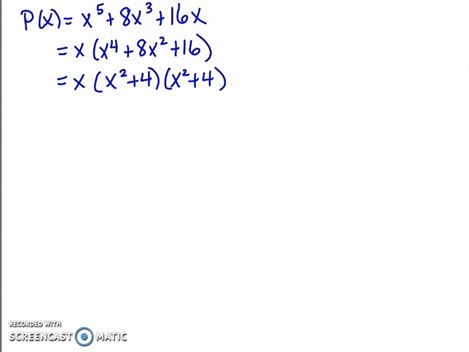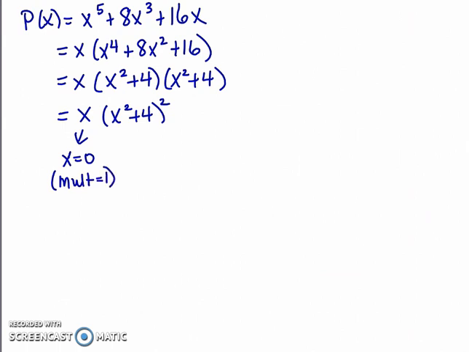So now my factoring is done, okay? And I could rewrite it like this. I could write it as x times x squared plus 4 squared, right? Because that x squared plus 4 is a repeating factor. It occurs twice. This right here, this GCF of x, gives me x equals 0 as a solution. And of course, this solution has a multiplicity of 1.